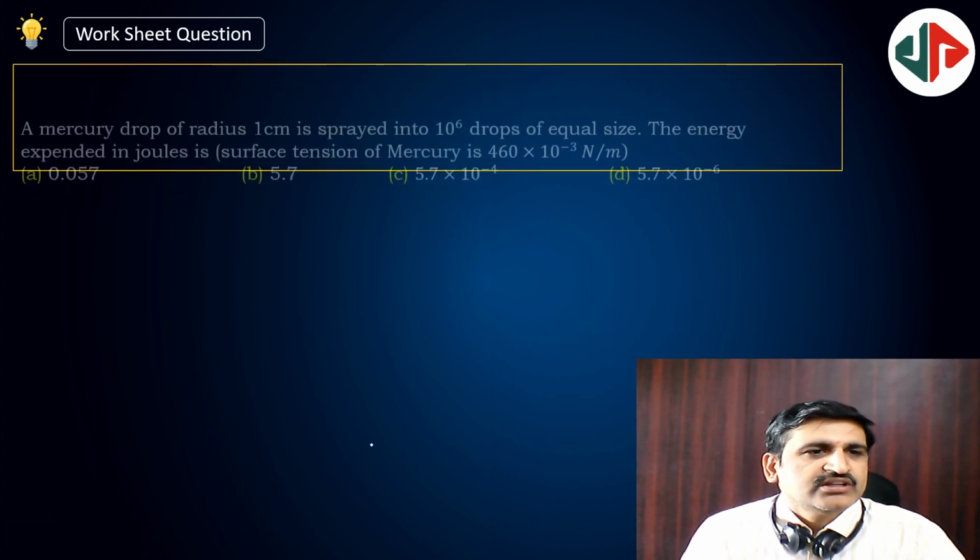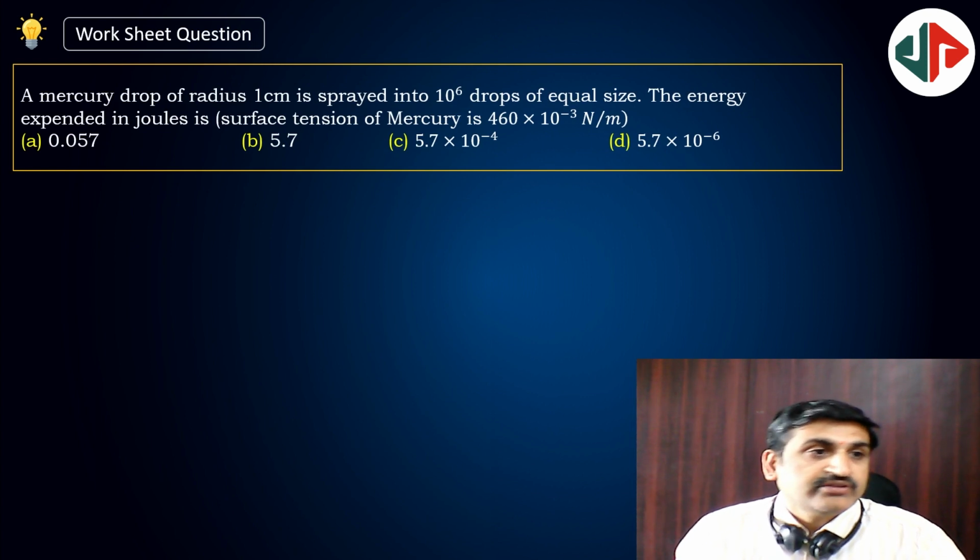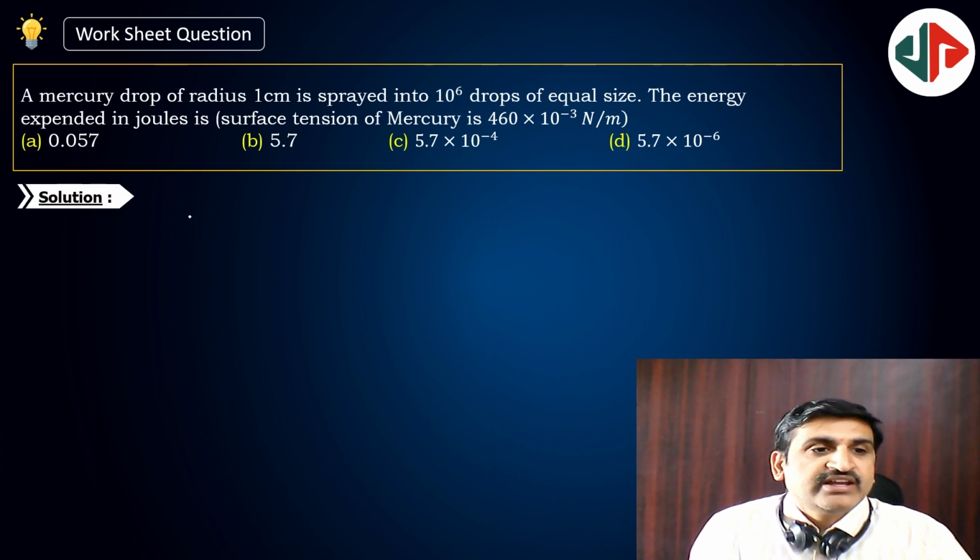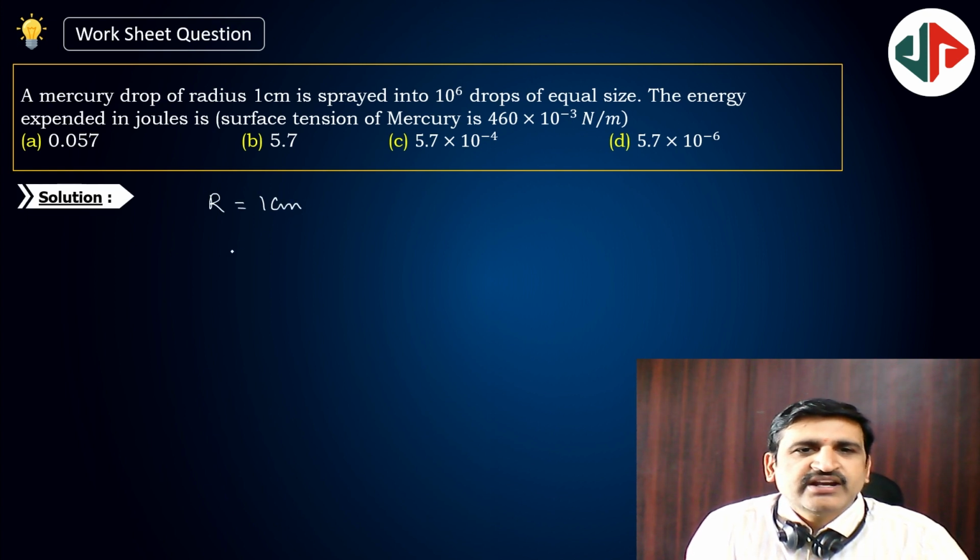Next. So it's a combination concept. Very good. A mercury drop of radius r is equal to 1 centimeter is sprayed into n is equal to 10 to the power of 6 equal sizes. The energy expended in joules, surface tension T is equal to 460 into 10 to the power of minus 3. Then energy or work done. Work done is only the energy.